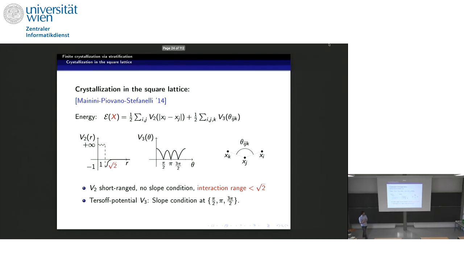So the setup for the rest of the talk will be this one. We have seen this slide already. Just let me highlight two things. Again, we have this energy featuring two terms: a three-body potential, which minimizes angles that are multiples of pi over 2, and here is the pair potential. It's important to restrict the pair potential in such a way that there is only an interaction if the distance of points is less than square root of 2, because I want interactions along the coordinate directions in the square lattice, but not along the diagonal. And for simplicity, in the following I will abbreviate configurations with a capital letter X.